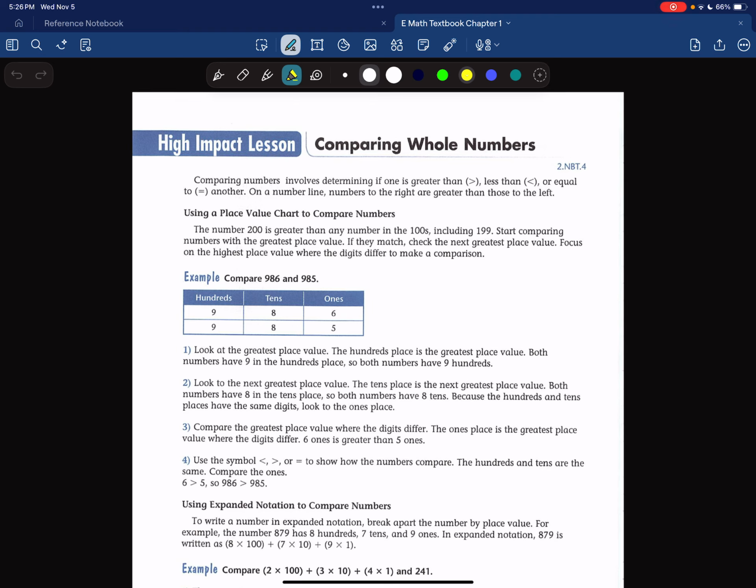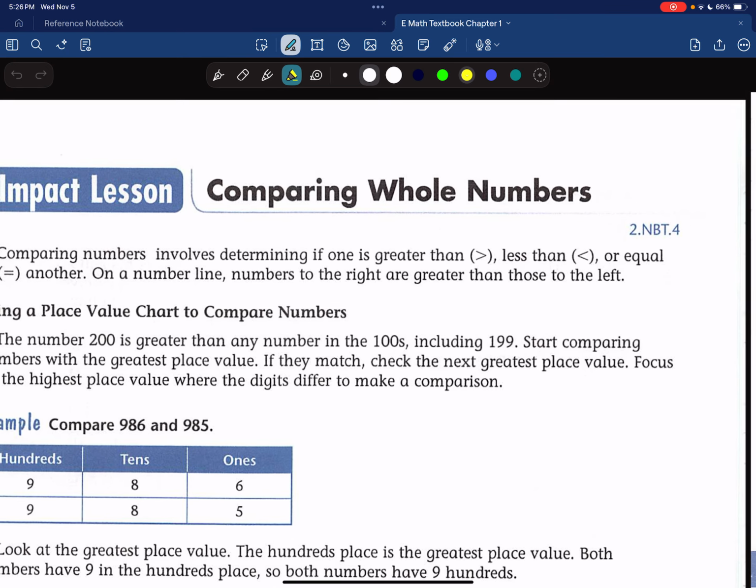So we are looking at comparing whole numbers. That just means that they do not have decimals.